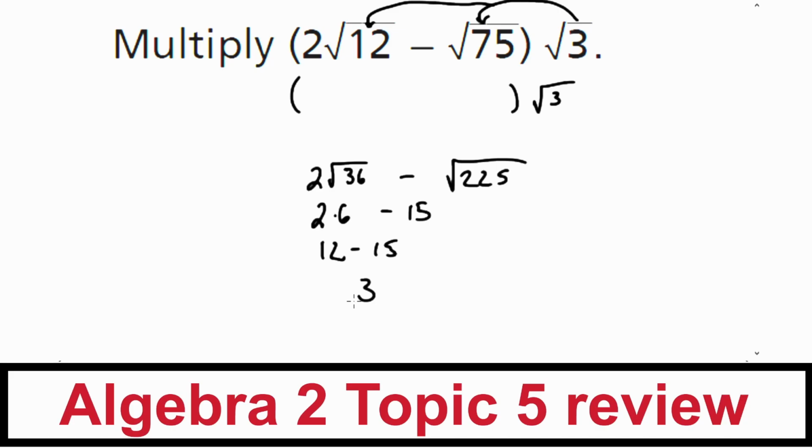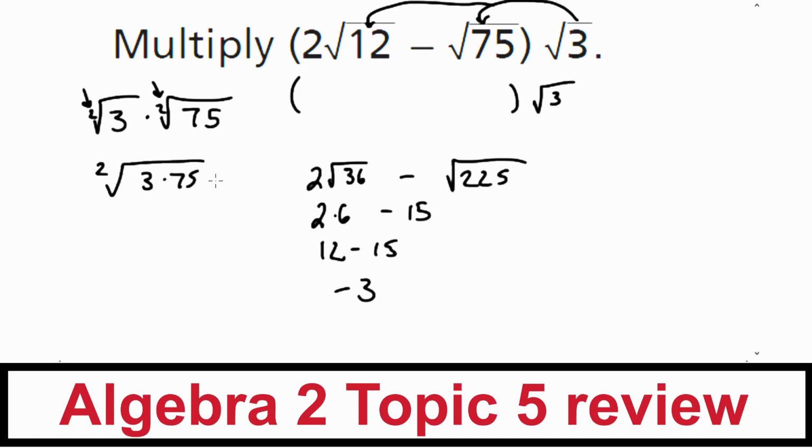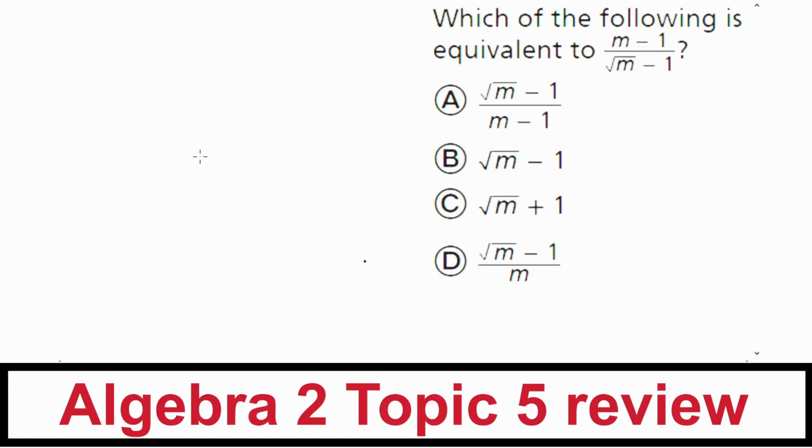And if you wonder how I got these 225s and stuff, this is back in Algebra 1 when you take two numbers, as long as they have the same root here, these are both understood twos. This is the same as 75 times 3 is just 75, 150, 225.